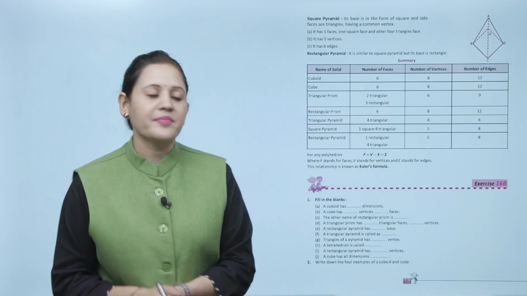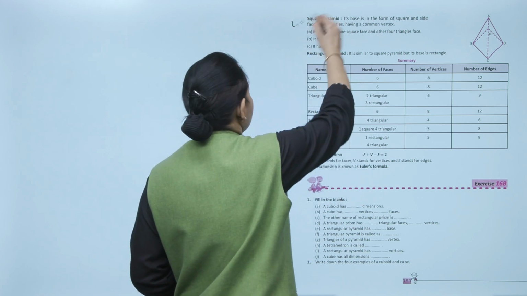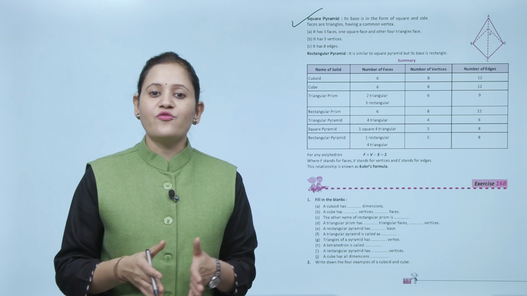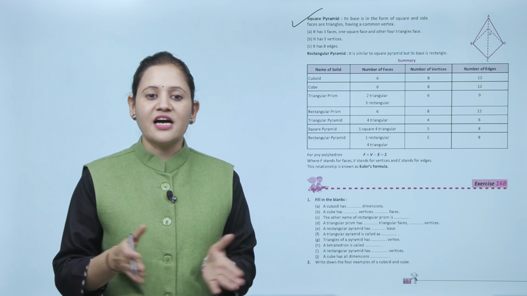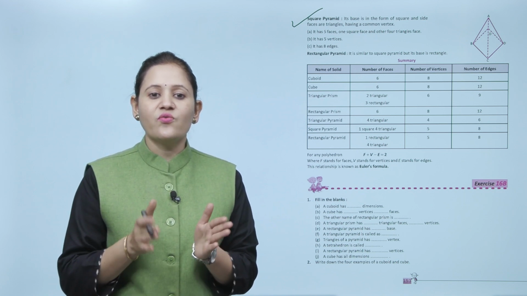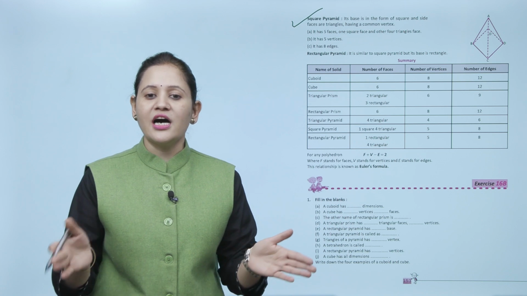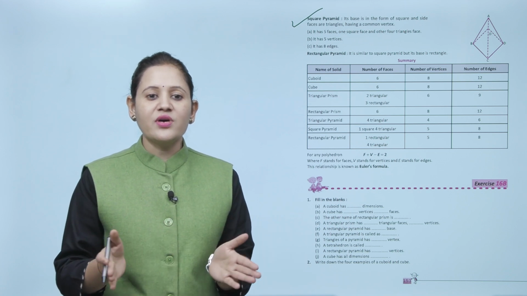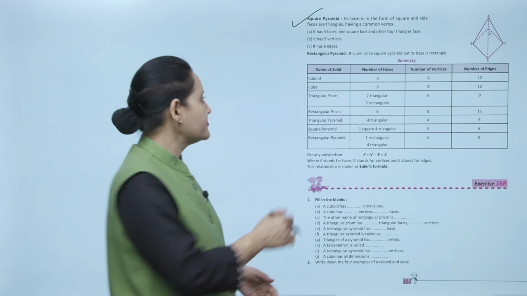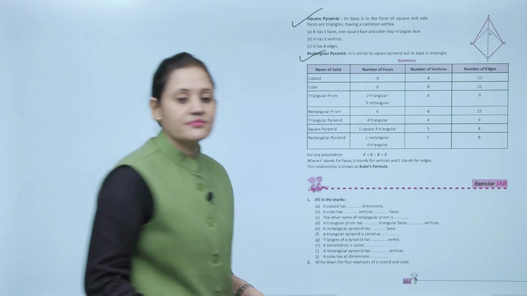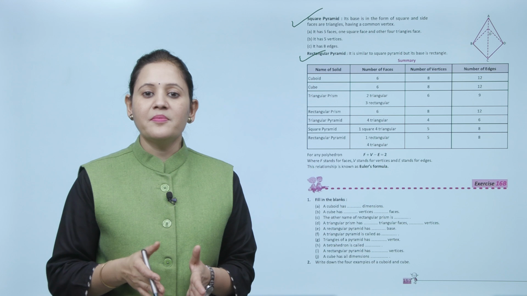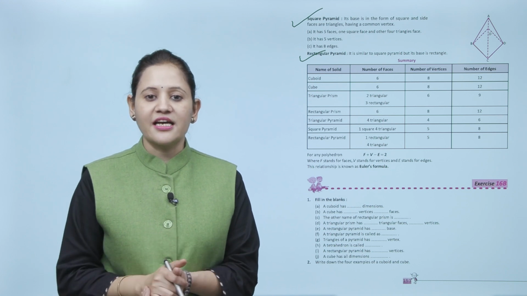Next is square pyramid. Its base is in the form of a square and side faces are triangles having a common vertex. It has 5 faces, 1 square face and the other 4 are triangular faces. It has 5 vertices and 8 edges. Next is rectangular pyramid. It is similar to a square pyramid but its base is a rectangle.